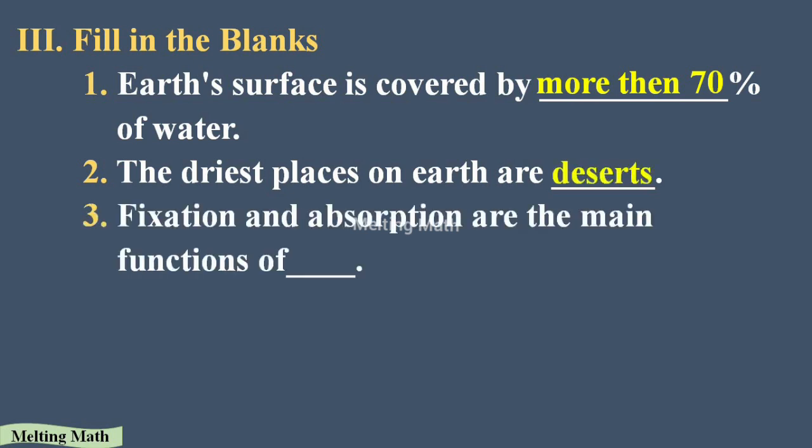Next, third one, fixation and absorption are the main function of dash. Its main function of what? It's root only, because root only absorbs. We can fix the plant by the root only, and the root absorbs the water and the mineral. After that it transfers to the stem. So root is the correct answer.